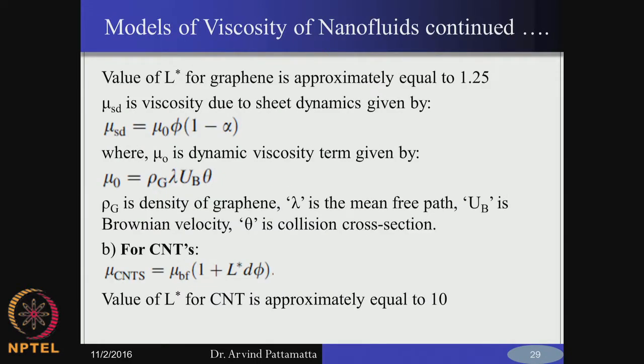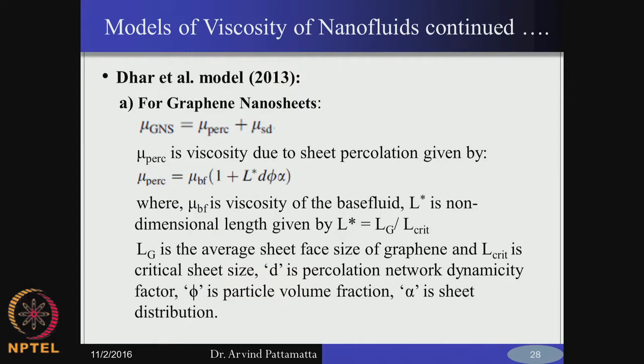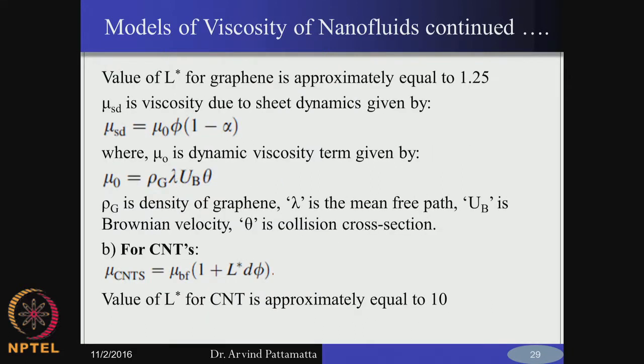Mu naught here, from the sheet dynamics point of view, is again a function of the Brownian velocity. So, what it says is the Brownian velocity also affects the viscosity, not only the thermal conductivity; it also describes the viscosity increase. Higher the Brownian motion, more is the increase in the viscosity, and the dependence on temperature is also brought in through the Brownian velocity. So, we have used this model.